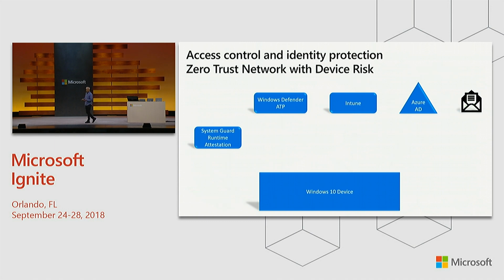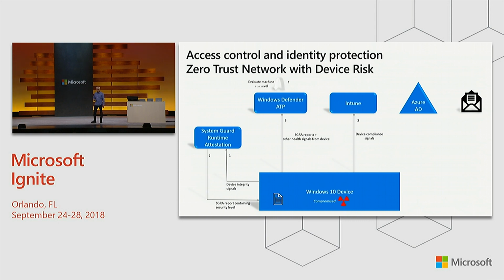Now, the other scenario is the same thing. Now the device is compromised. There's a malware, or there's something that's taken over, and the device is now basically emitting signals saying it's risky. In that case, the same set of reports go back to ATP. ATP is now saying the machine went from clear to suddenly either medium or high risk. It evaluates the machine to be risky.